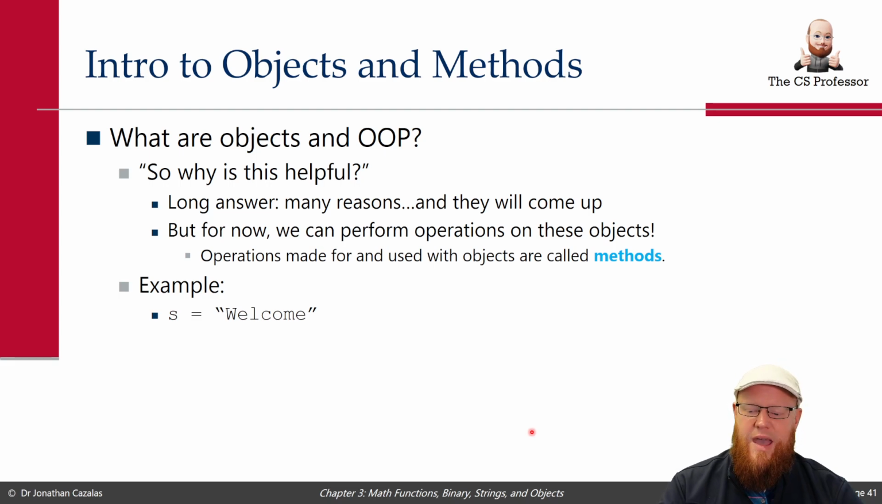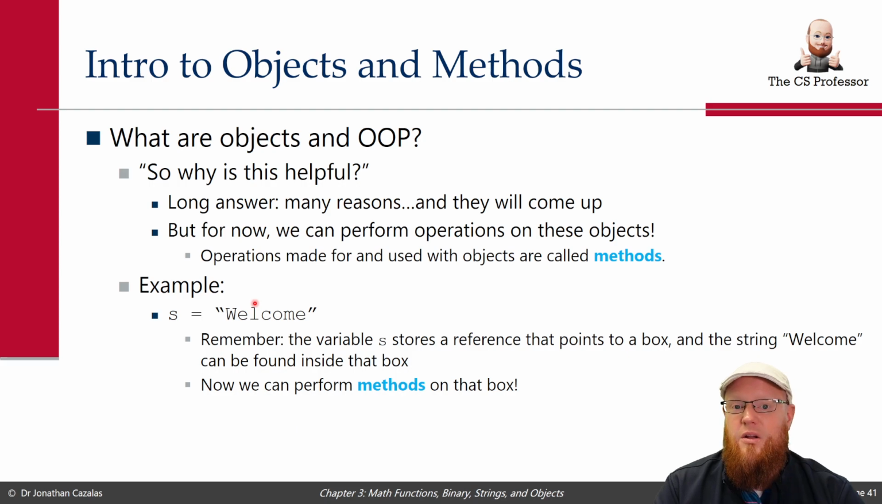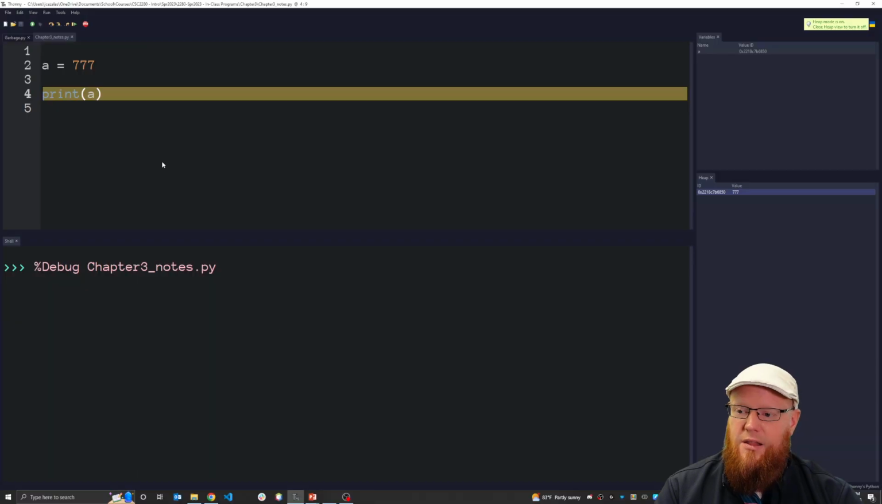So here we have S equals welcome. Well, this is a string object. This welcome string, it's actually an object. What's the value of knowing that? The value of knowing that is because it's a string object, there are operations, aka methods, that we can perform on that object. So if I have S equals welcome, I can do S dot lower.